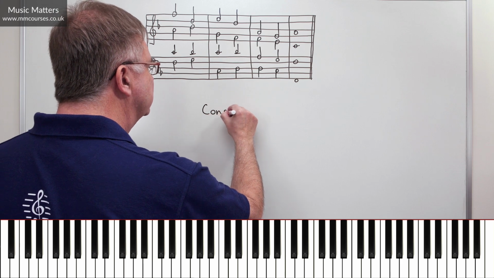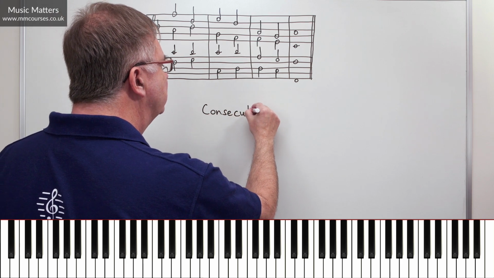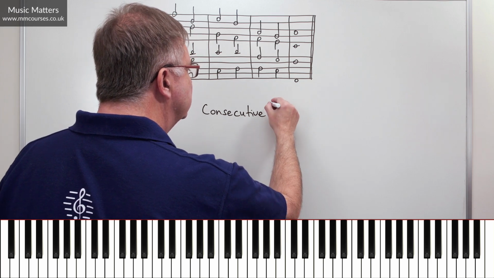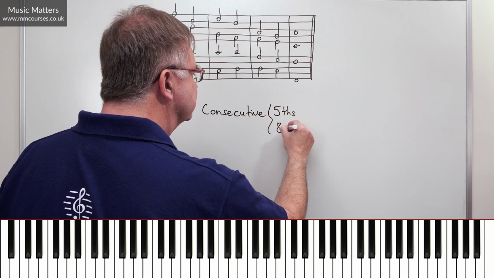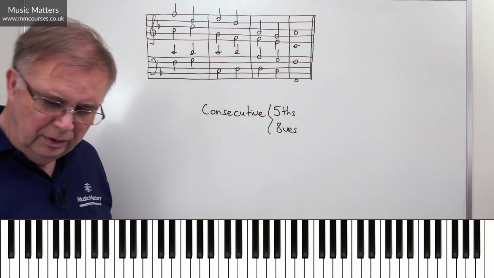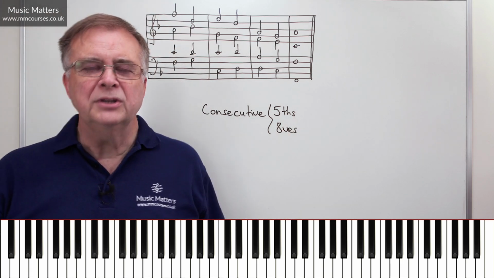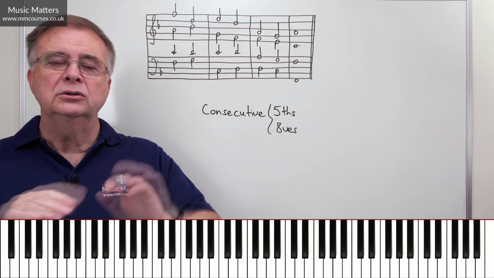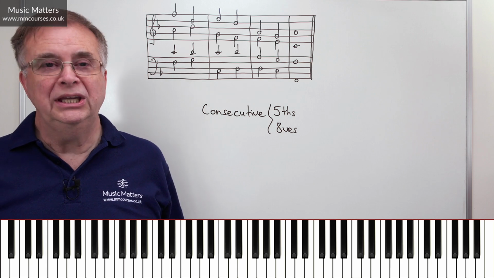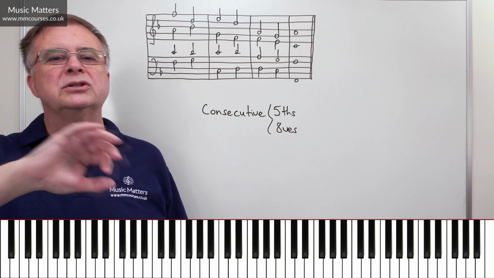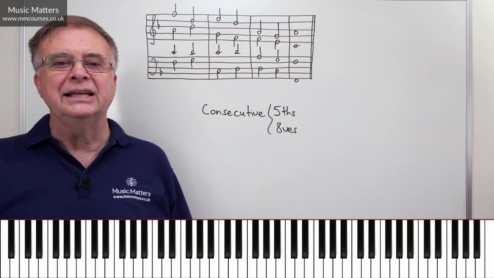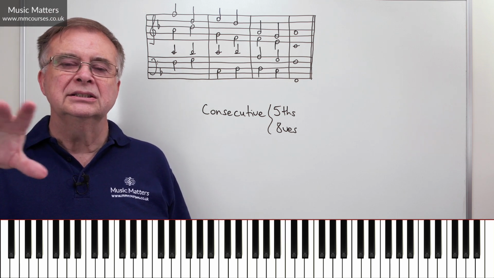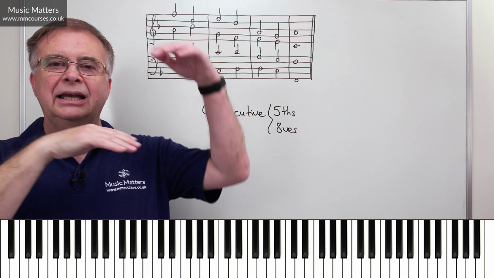So let's just have a little think about what we mean by this. So, consecutive fifths or consecutive octaves. Well, when we're talking about consecutive, what we're talking about is movement between one chord and the next chord, or even movement between chords sometimes, but it's kind of melodic movement between one place and the next. And it happens when we have two parts that both move in octaves.